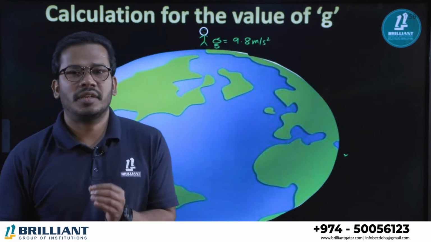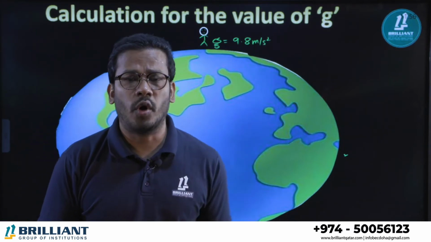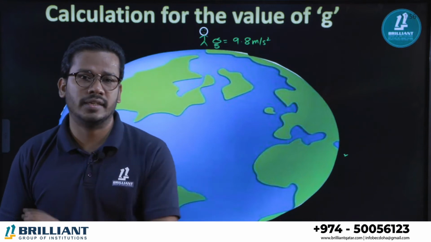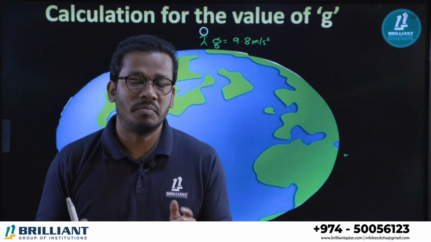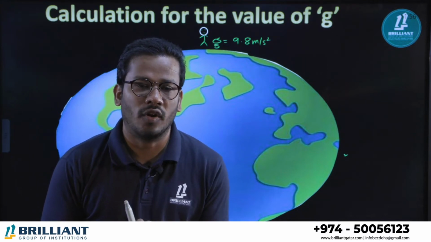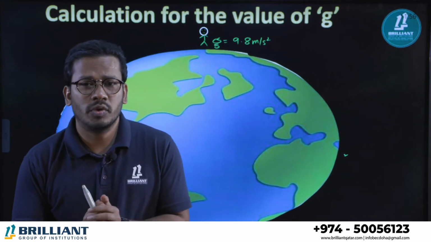So this is going to be our exact discussion point: how to calculate mathematically the value for g, which is equal to 9.8 meters per second squared. Hope everybody got what the topic will be today.